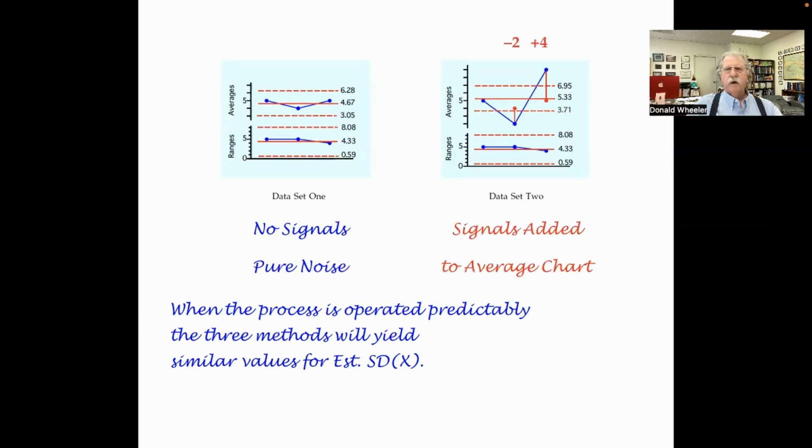So we're going to subtract 2 from everything in subgroup 2. We're going to add 4 to everything in subgroup 3. So that's going to create signals on the average chart. Let's see what these signals on the average chart do to our calculations. And that will be data set 2 on page 31.